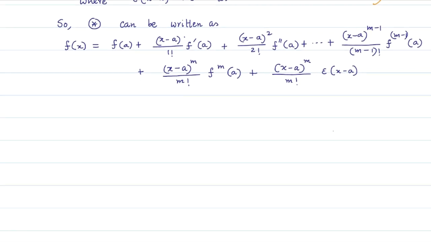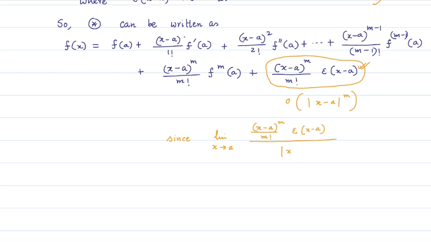Now we see that this term can be written as small o of modulus of x minus a whole to the power m around the point x equals a, because you have the limit x tends to a of this expression encircled over here divided by modulus of x minus a to the power m is equal to 0. So we can simply replace this encircled term by small o of modulus x minus a whole to the power m. In fact, we can use even big O notation here, because any small o function is a big O function.